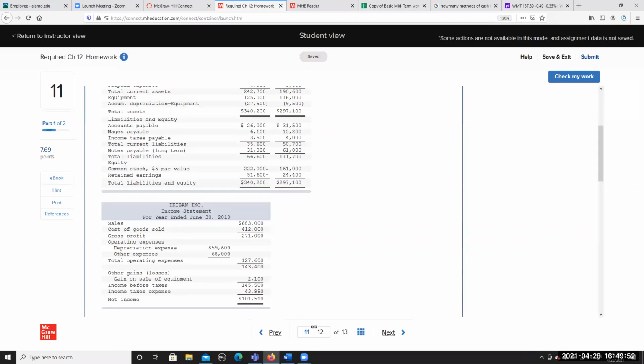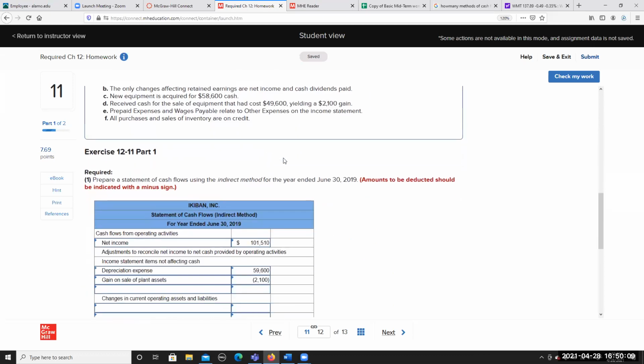Common stock went up. So that means they sold stock. There's no APIC. So common stock went up by 61,000. 161 plus another 61 is 222. So we sold stock of $61,000.